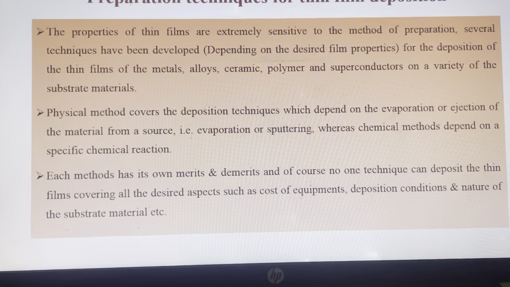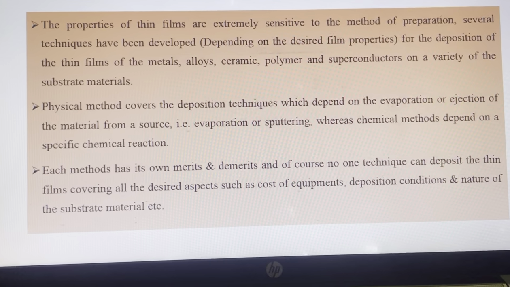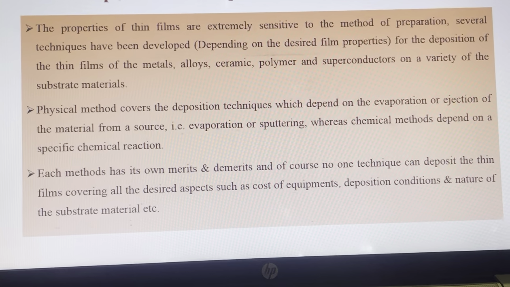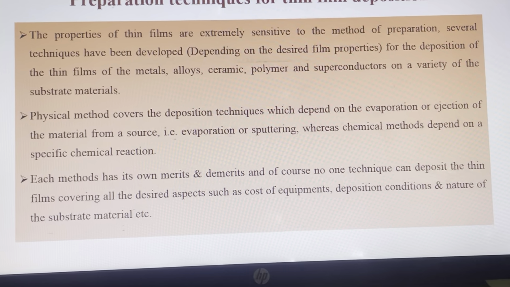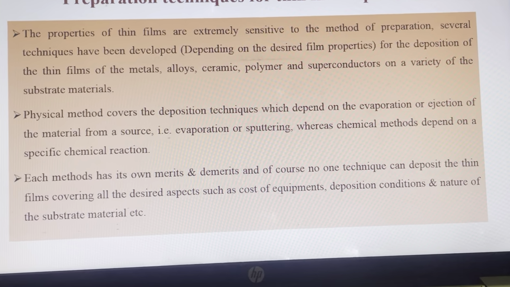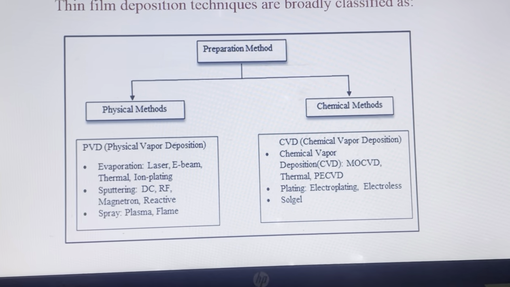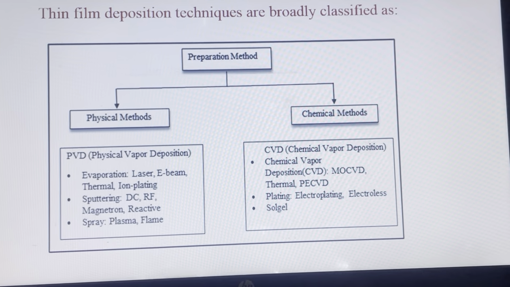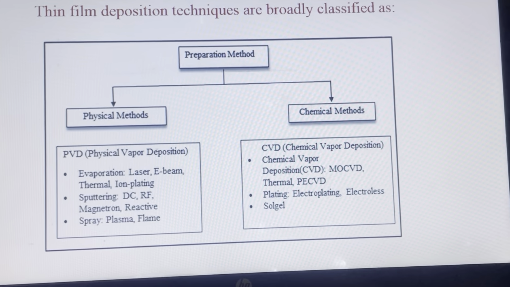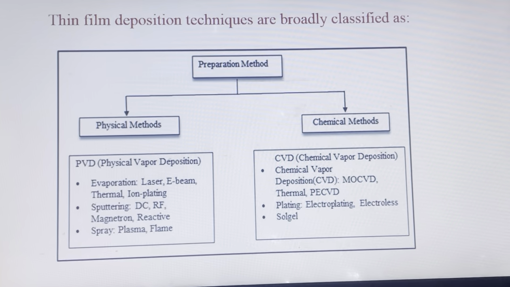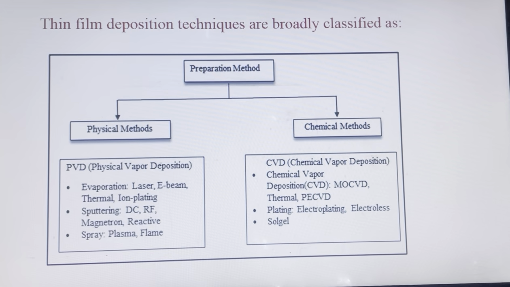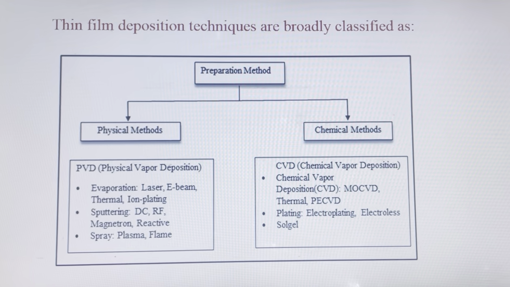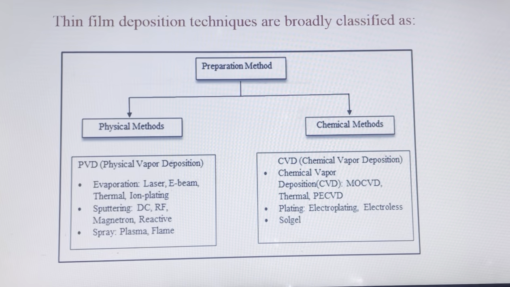Each method has its own merits and demerits, and of course no one technique can deposit the thin film covering all the desired aspects such as the cost of equipment, deposition conditions, and the nature of the substrate material, etc. These thin film techniques are broadly classified as below: the physical method and the chemical method. So for depositing thin films there are specifically two methods, one is the physical method and the other is the chemical method.